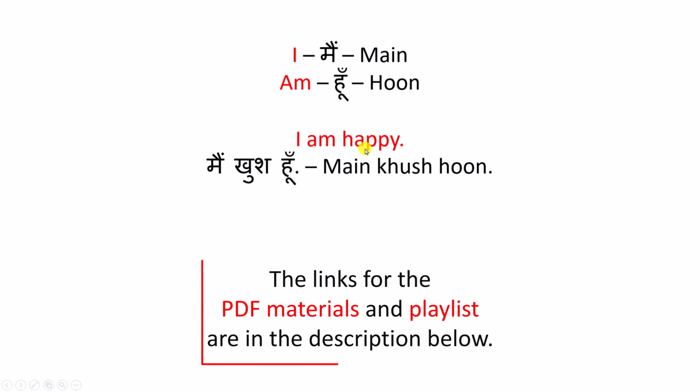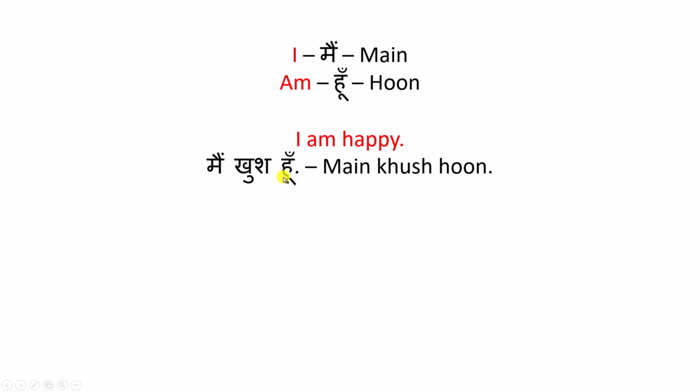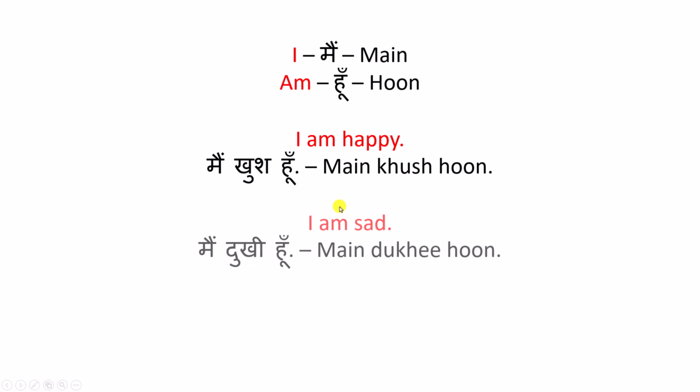I am happy. मैं खुश हूँ. मैं is I. खुश is happy. हूँ is am. I am sad. मैं दुखी हूँ. मैं is I. दुखी is sad. हूँ is am.